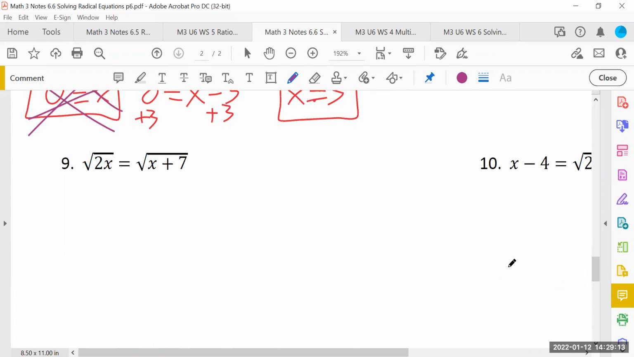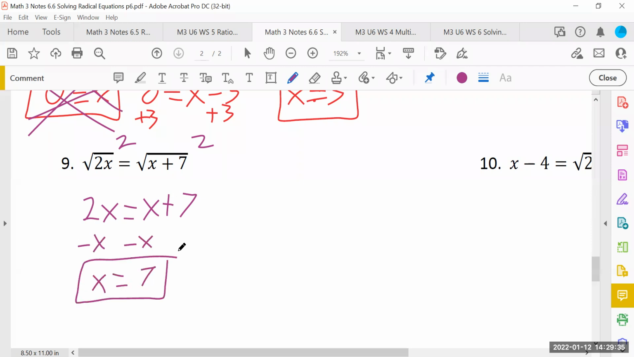What if we have square roots on both sides? This one's way easier than the last one. If you have square roots on both sides, squared, 2x equals x plus 7. The squares just cancel the square roots out. I can subtract x from both sides and get x is equal to 7. Does that make sense to everybody? Yes. So I subtracted, 2x minus 1x is just x.